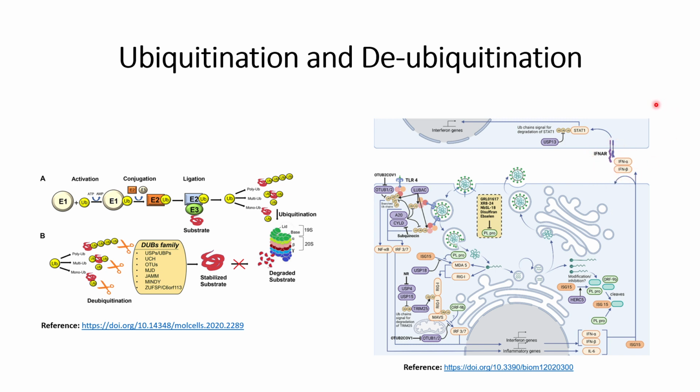I hope you got a basic level idea about ubiquitination and de-ubiquitination and how they are linked with the innate immune system. In order to understand these things in detail, you can go through the references that are provided in the description and also mentioned in these slides.